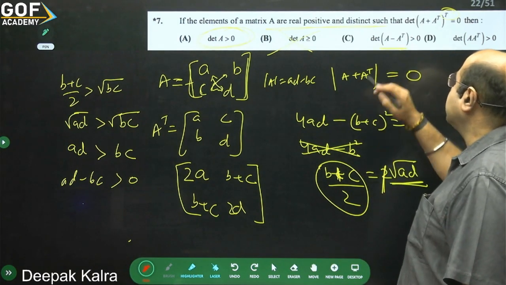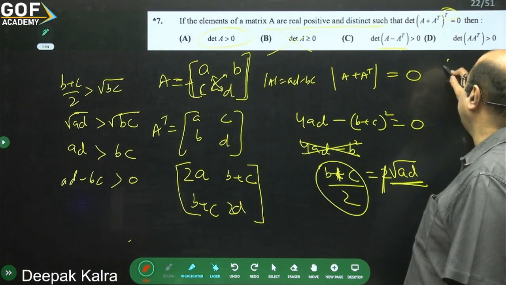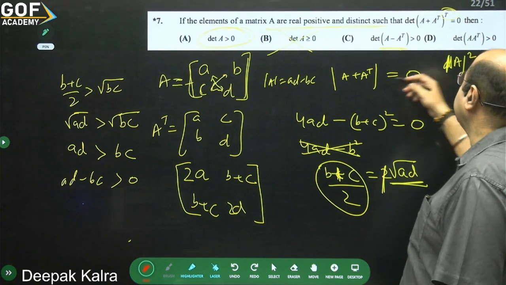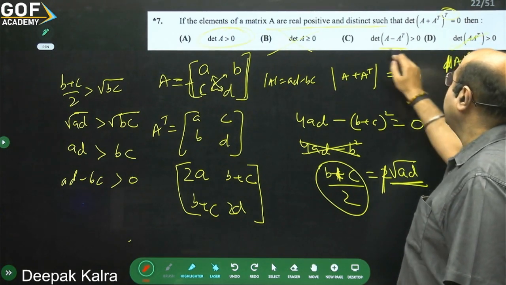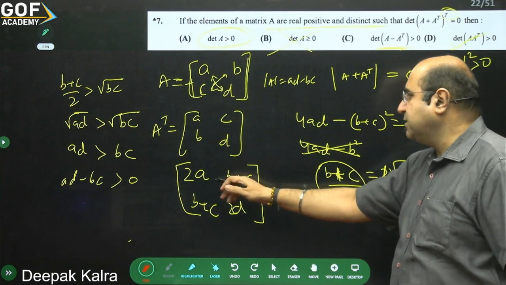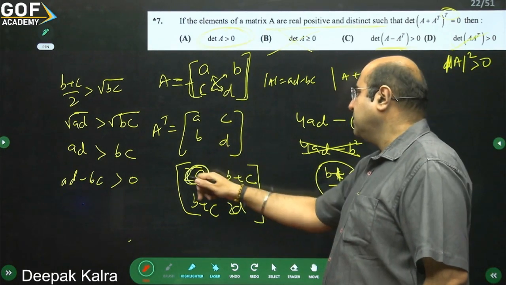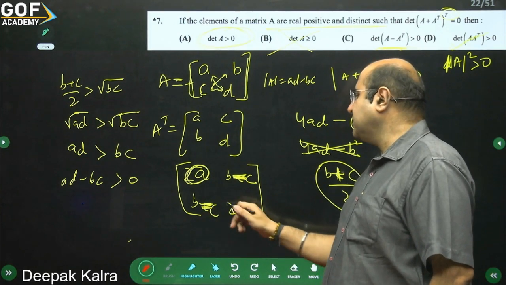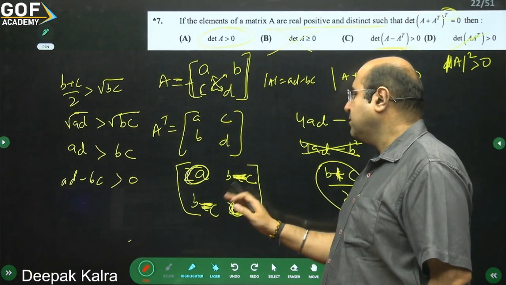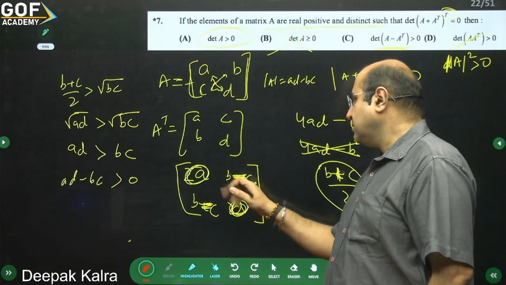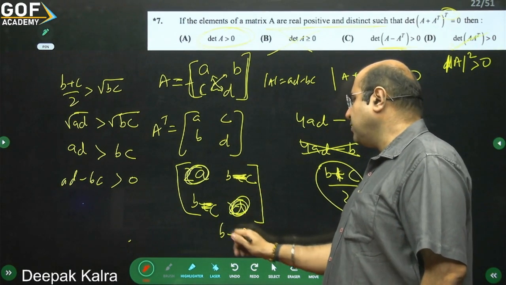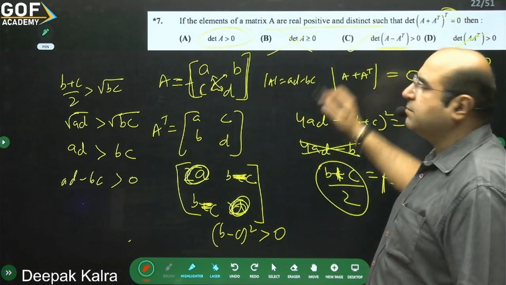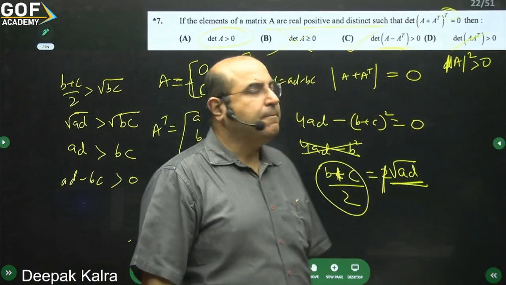A minus A transpose, you can calculate. This is nothing but determinant A square, which is already positive, so it will be automatically there. A minus A transpose, you do subtraction. This becomes 0, becomes minus C, becomes minus C, C minus B. This becomes 0. You got B minus C whole square, which is also positive. This answer is also correct. Clear?